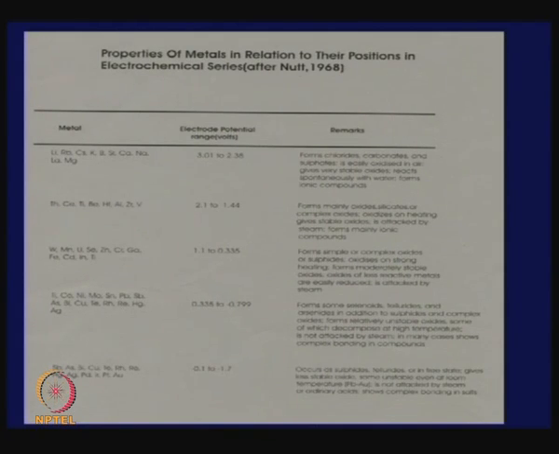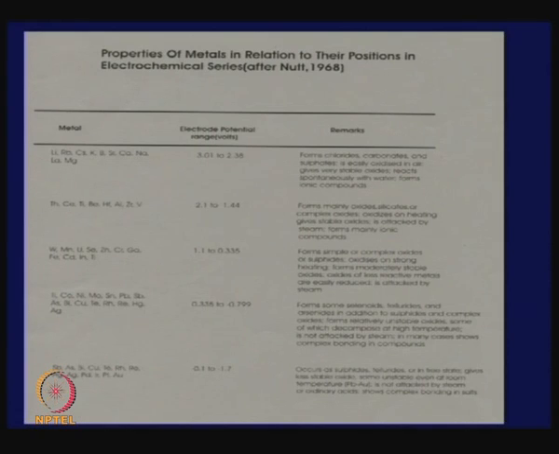Lastly, we have the least reactive group of metals. They may occur as sulfides, tellurides, or they may occur in free state. They will give very less stable oxides, some unstable even at room temperature, such as oxides of lead and gold.